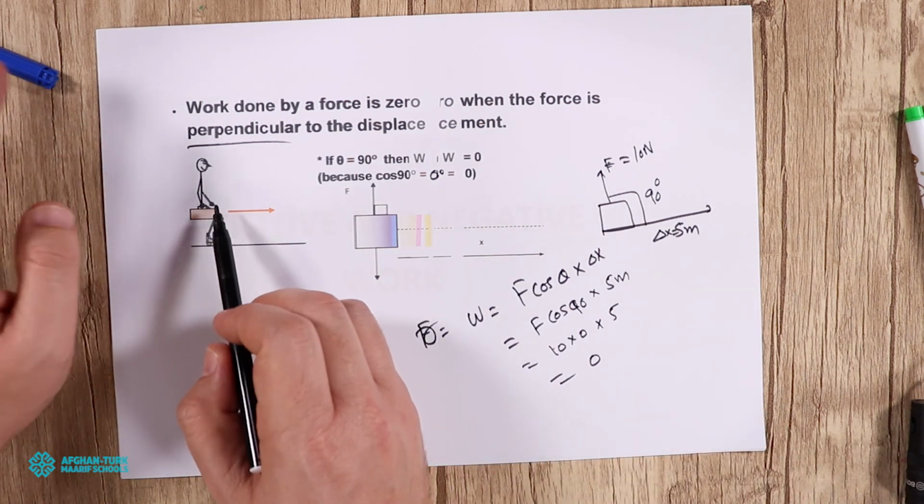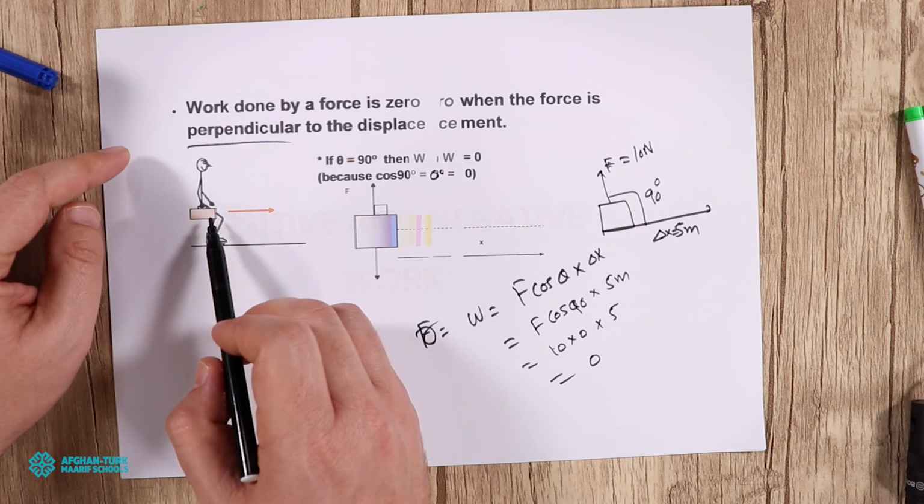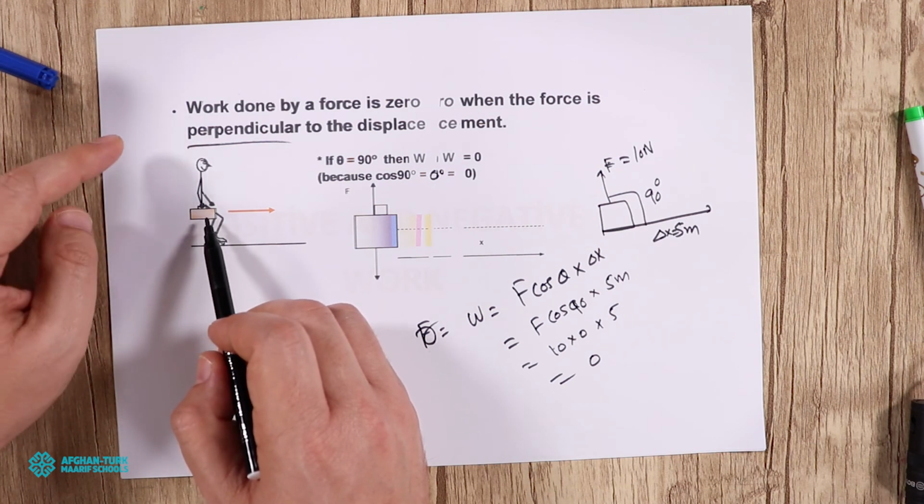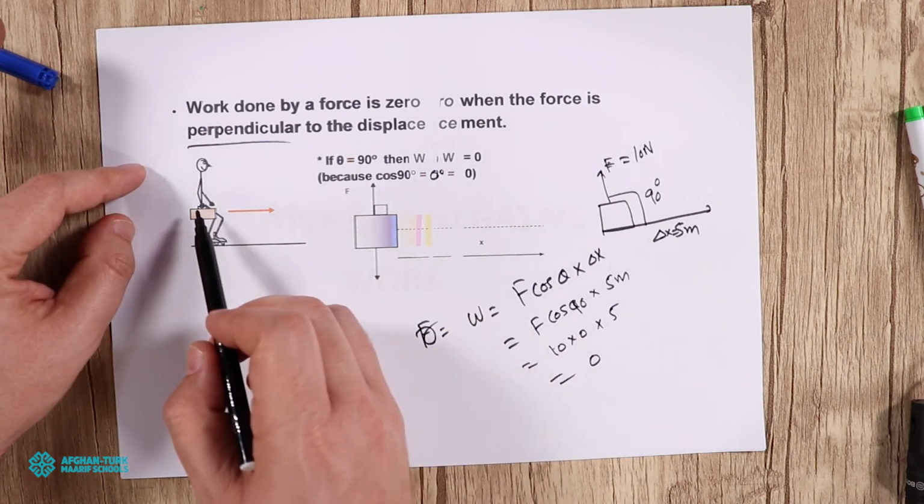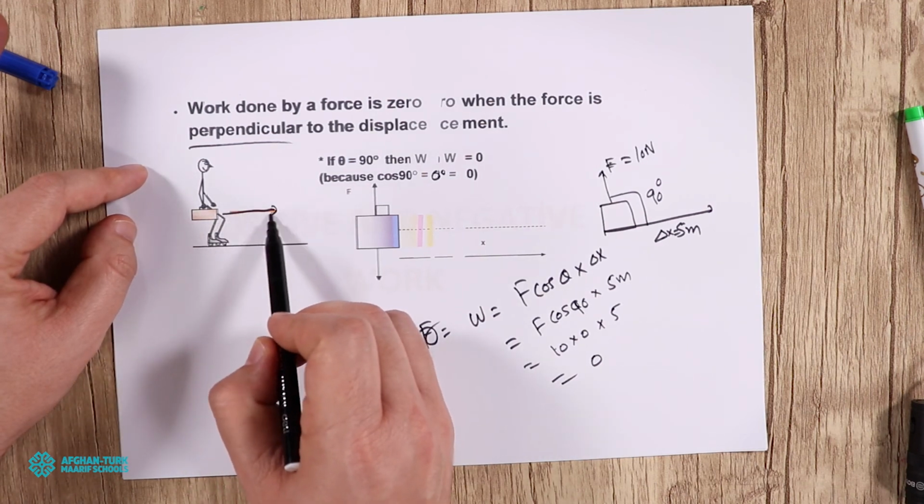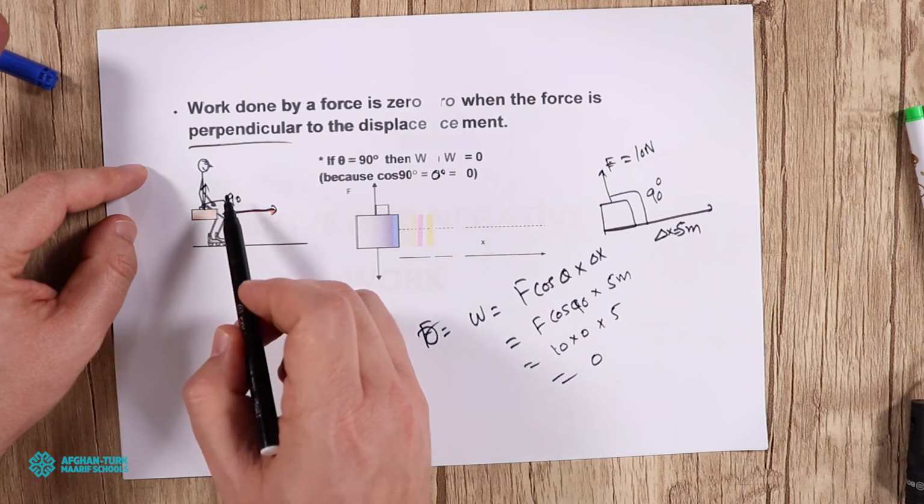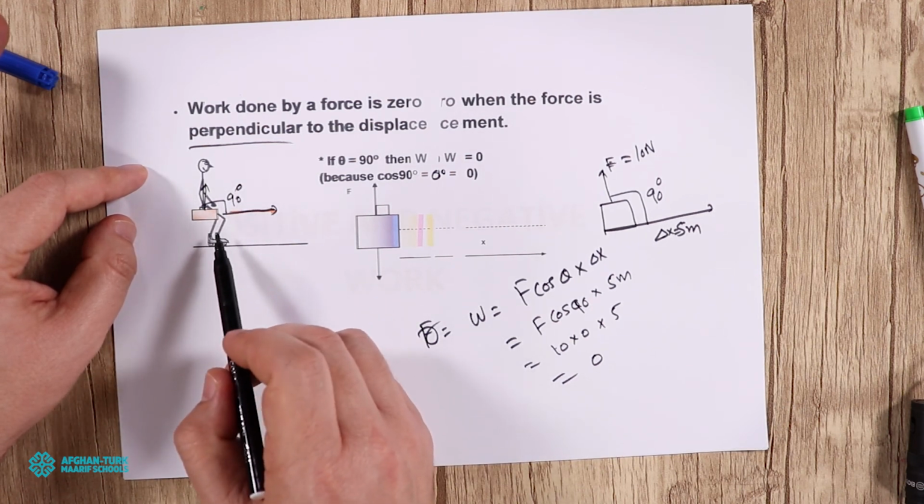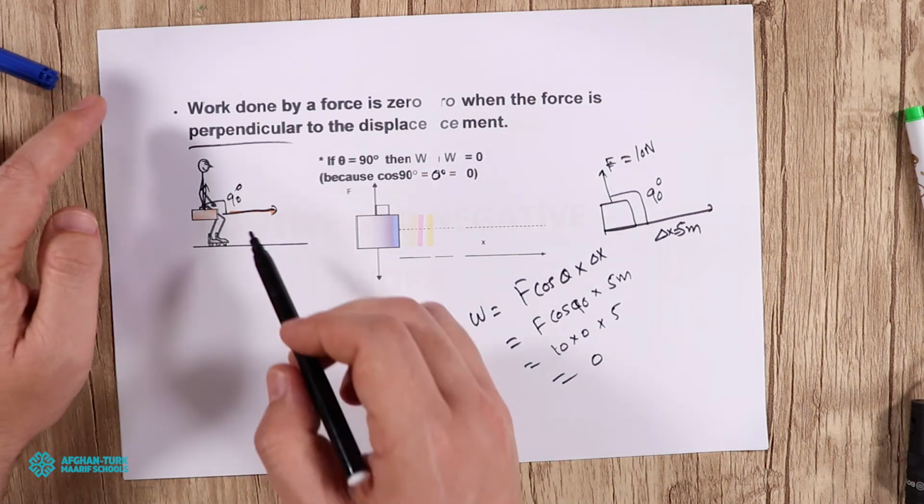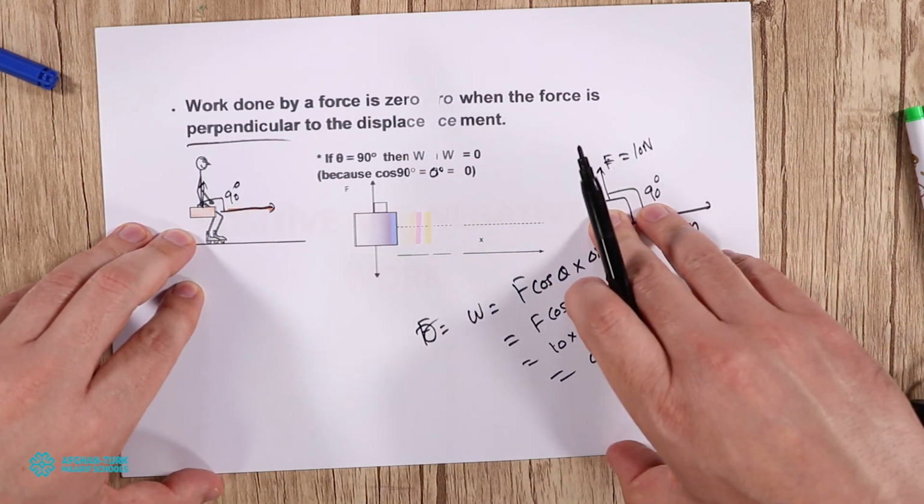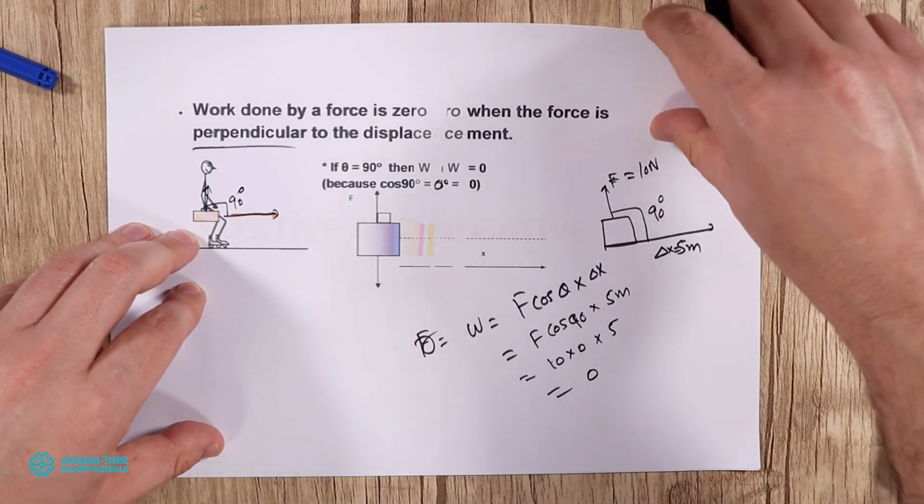Look at this: here is a person who takes the bag and carries it forward. The displacement is covered in this direction, but he applies the force in the other direction, so the angle is 90. In this case we can say there is no work done on the object. This is the second property. Okay, let's see the third one.